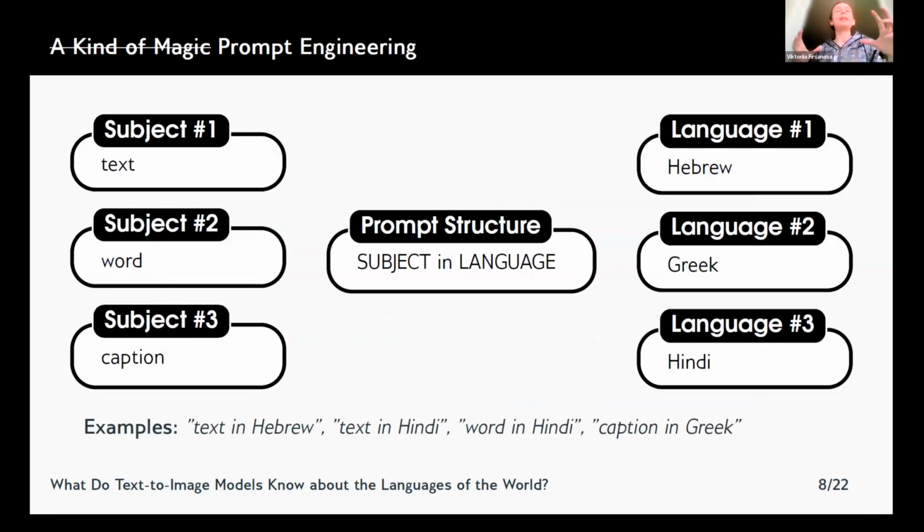So I created a baseline prompt, which looks like "subject in language." I created two lists: a list of subjects and a list of languages. The list of languages was shown on the previous slide, and the list of subjects is as follows: text, word, and caption. So for example, I asked my text-to-image models to create some random text in Hebrew.